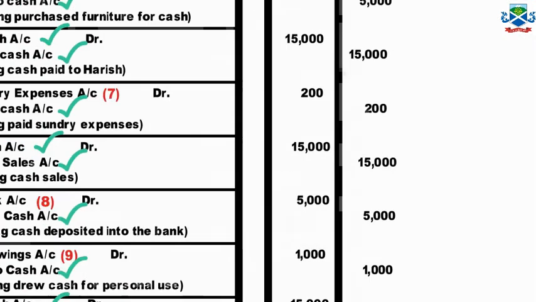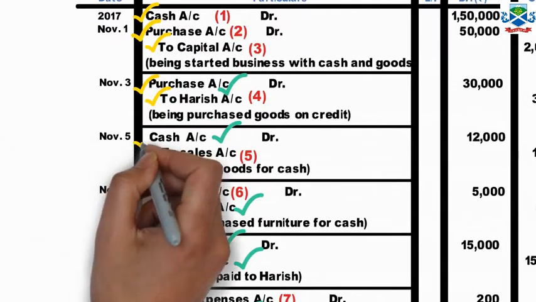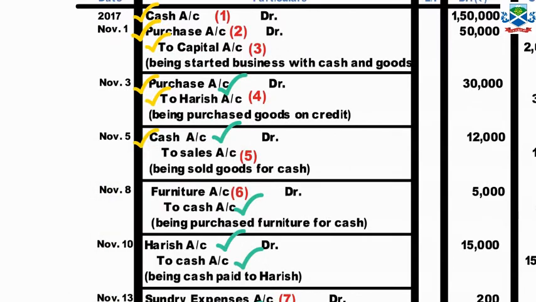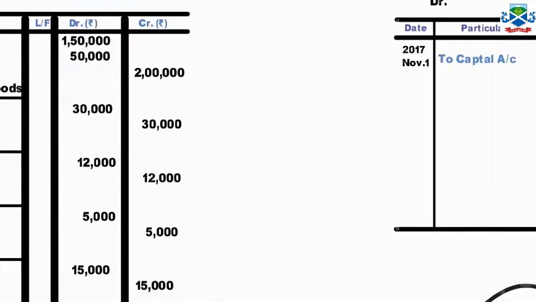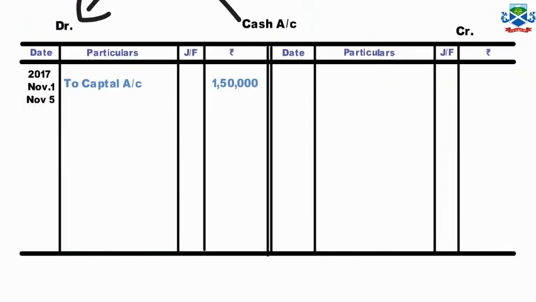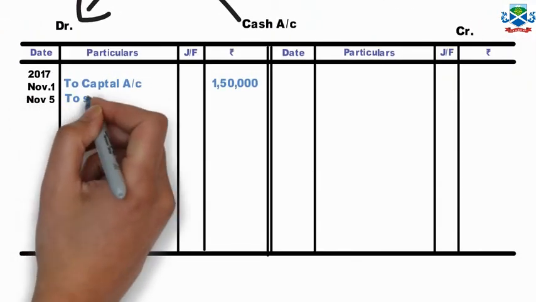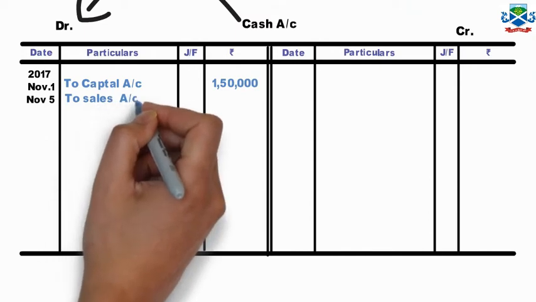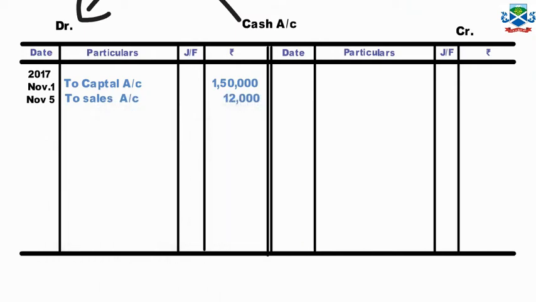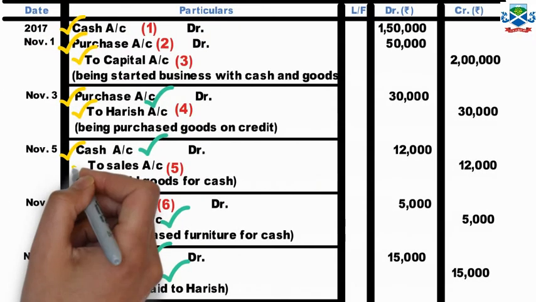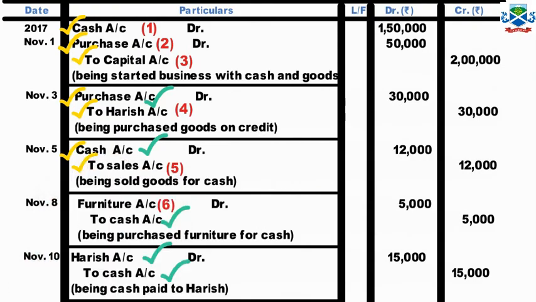So that's Harish. Next, we are going to the cash account debit to sales account. We already have the cash account, so on the cash account debit side, cash account debit to sales. Read the journal entry again and again, then it will be easier. Cash account debit to sales 12,000. Now the sales account is credited by cash. So we need the sales account.